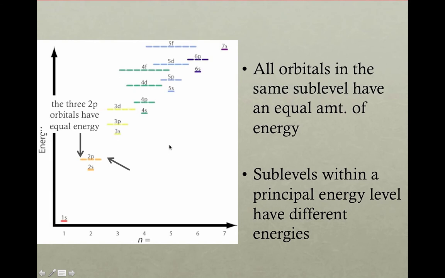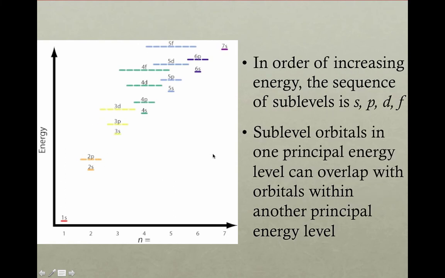Sublevels within the principal energy level have different energies. So the 3 2p orbitals have equal energy, but the 2p orbital has more energy than the 2s. You can see that's higher in the graph. So each of these 3 orbitals is the same, and all 3 of them are higher than the 2s. So not everything in the 2 principal level has the same energy. In order of increasing energy, the sequence is s, p, d, and f. s's usually have less than p, less than d, etc., and so forth.